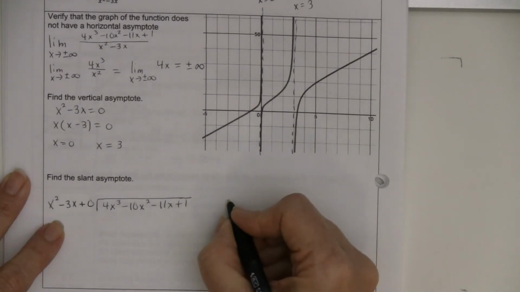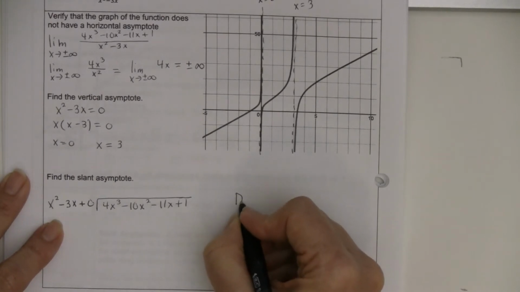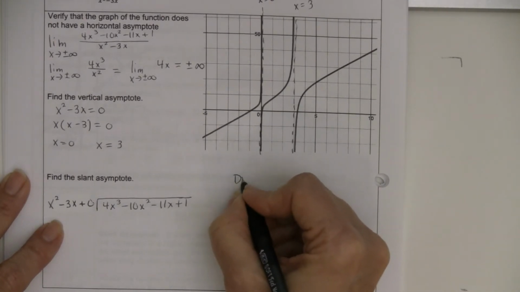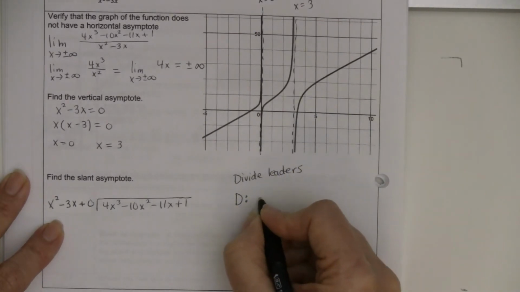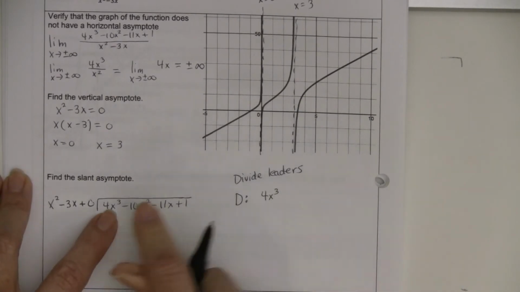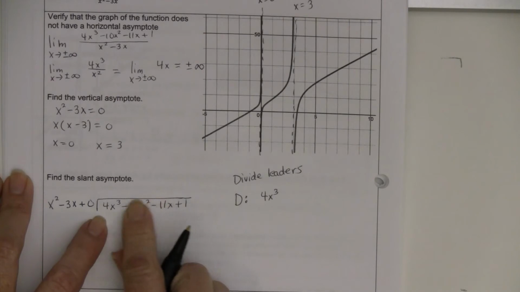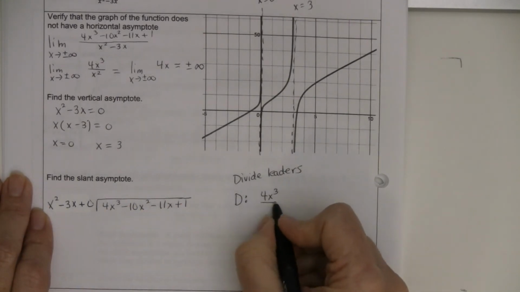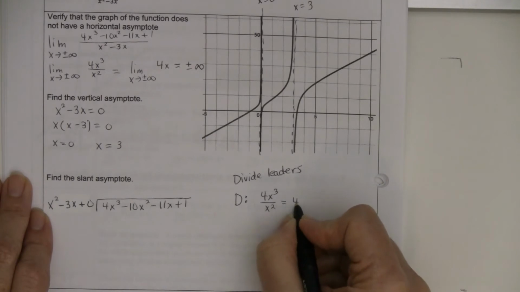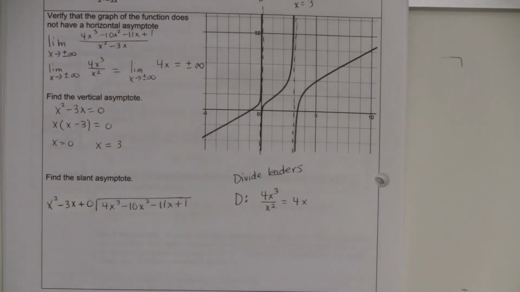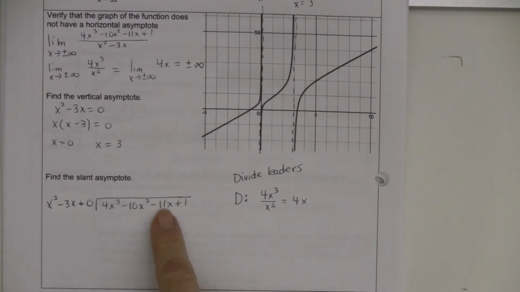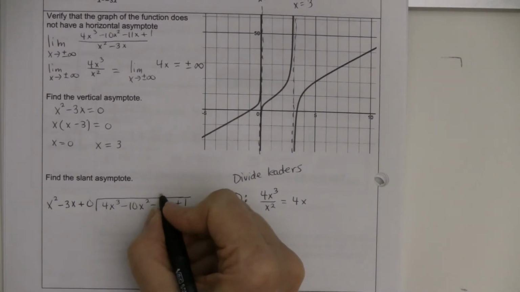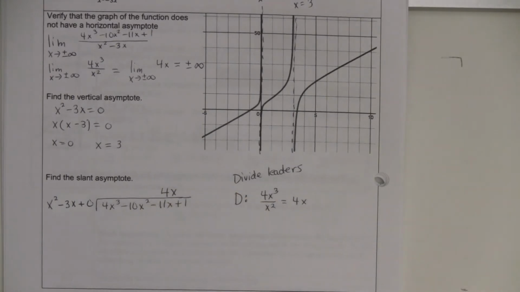And then what you do first is you divide your leaders. So right now, my leaders, so you're going to divide, D for divide, divide leaders. And that's going to be 4x to the third, that's the lead of this polynomial, my dividend, divided by x to the second. So long story short, I get 4x. And then where I want to put that 4x that I just got, it really doesn't matter that much. You can put it anywhere up here. I prefer to line it up with the x's though, because that helps me. So 4x is going to go right there.